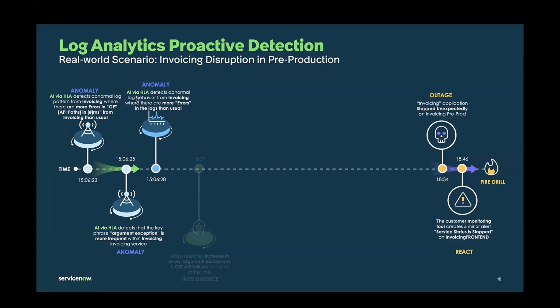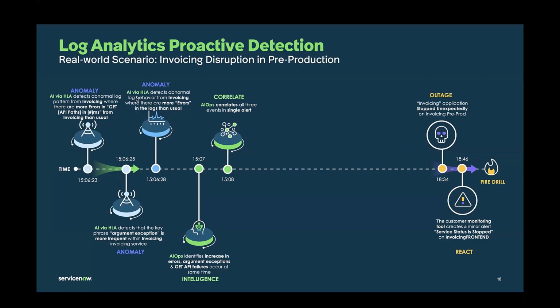Now, at 1507, the AIOps engine identifies that all 3 signals are occurring around the same time. And right after that, the AIOps engine is going to group all these 3 signals together into a single alert, tying together time proximity, log patterns, and affected service. You can think of this as temporal correlation.